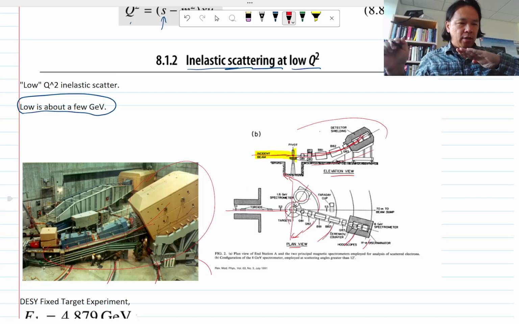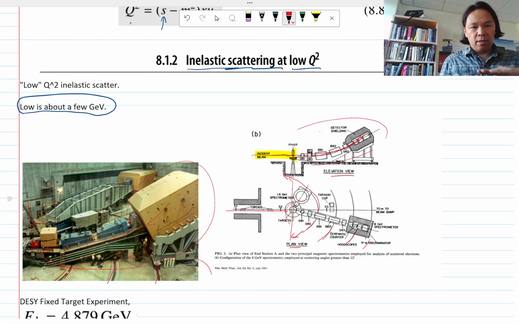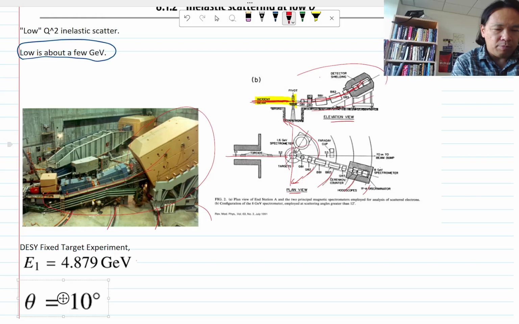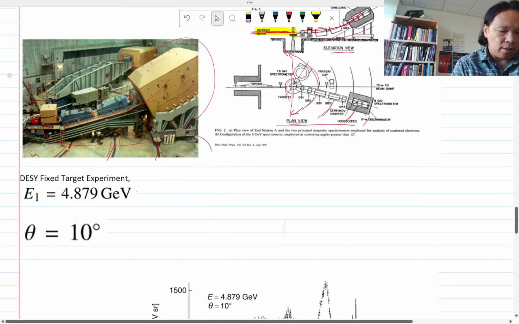Remember that the amount of energy lost by the electron can be completely determined by the angle that the electrons scatter off of. So if you know the incident beam's energy, E1, and if you know the angle the electron came out at, theta, you can completely figure out how much energy was transferred between the electron and the proton.